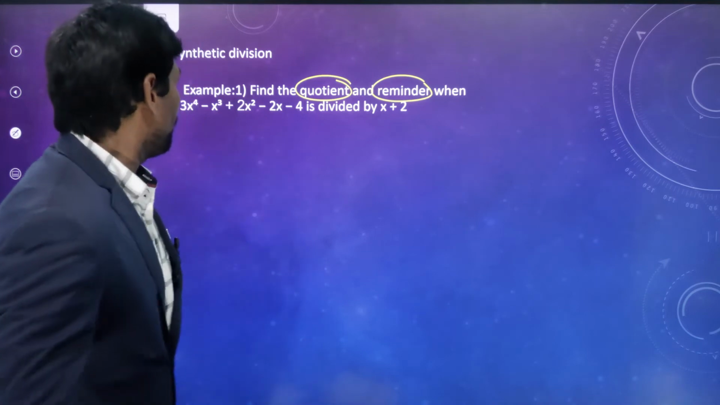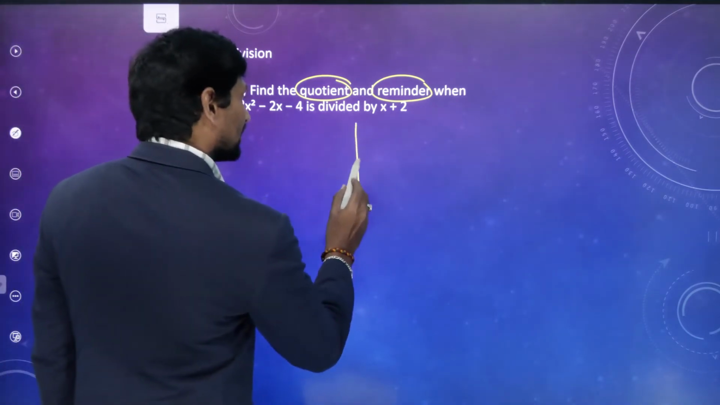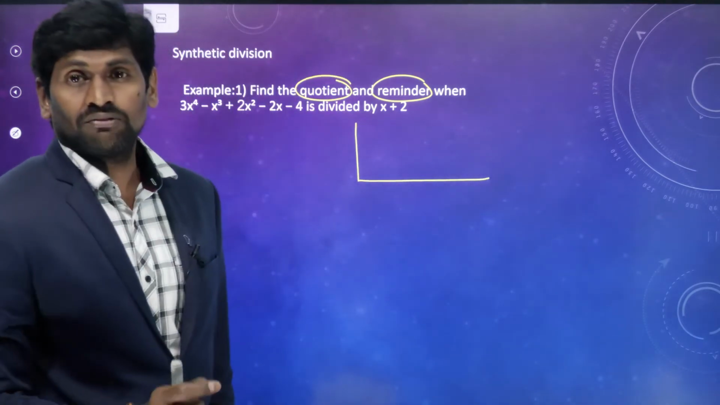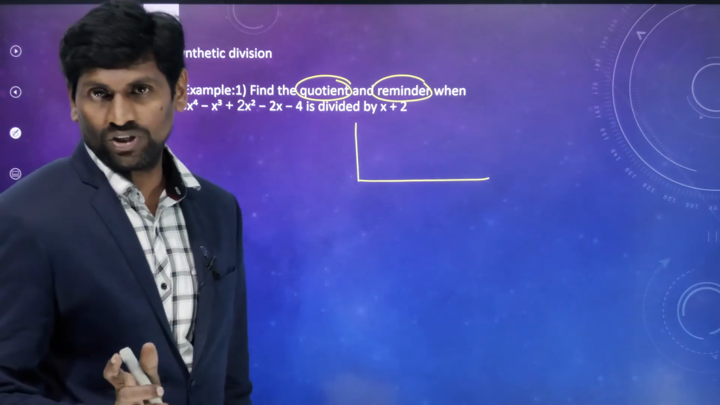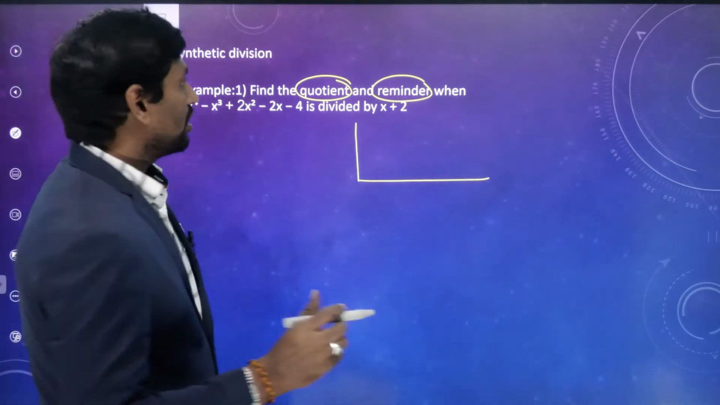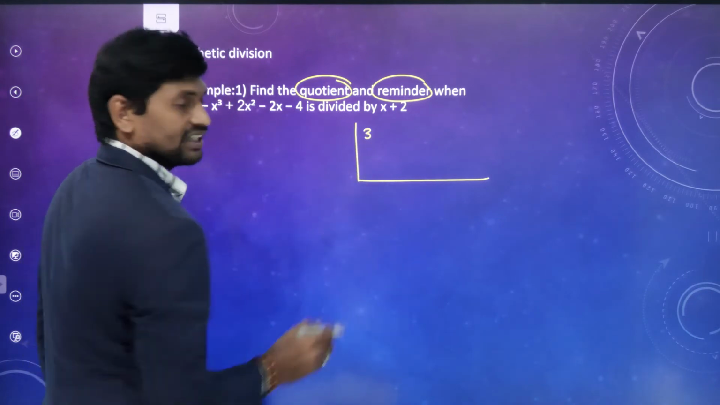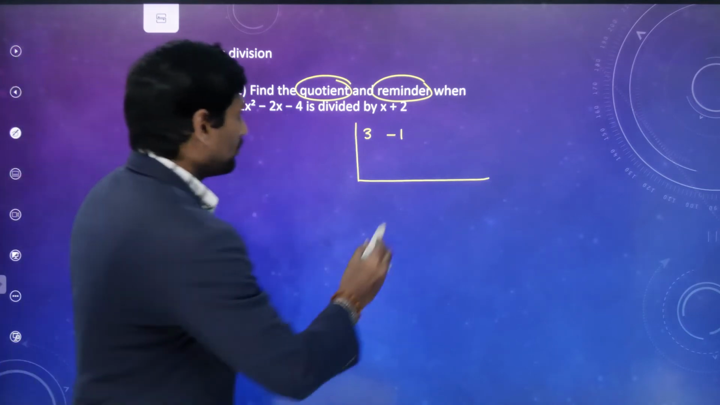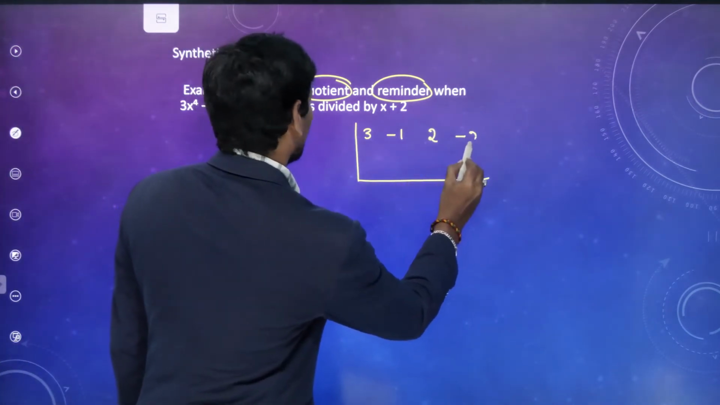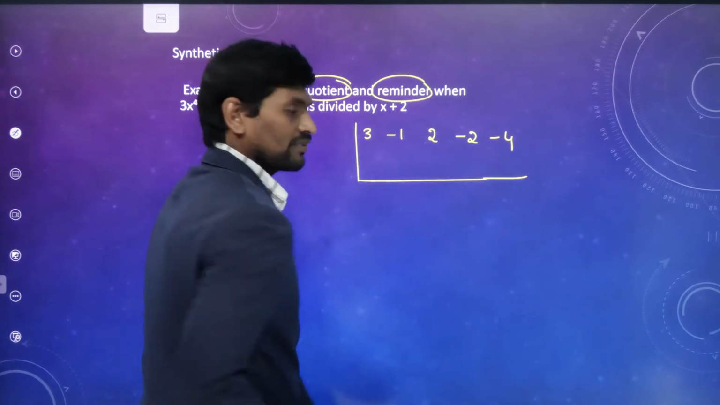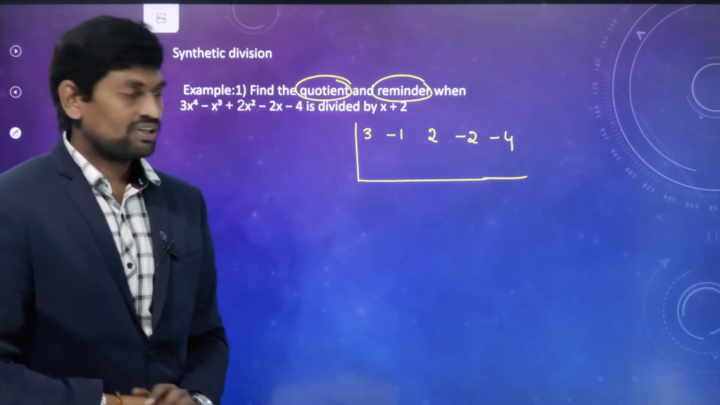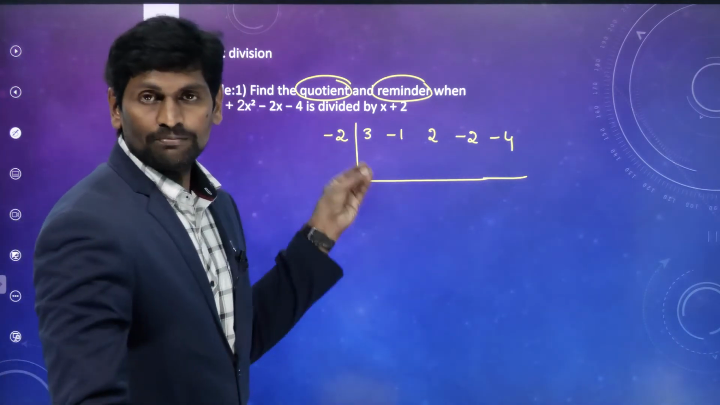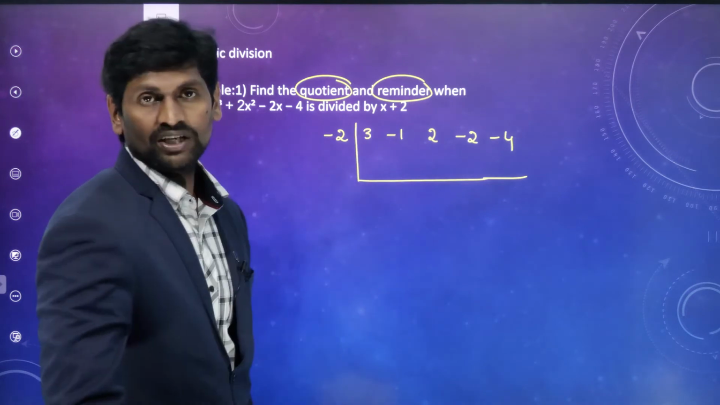So by synthetic division, let us identify that. How to do the synthetic division? We need to take all the coefficients of the variables, even the constant term. The coefficients are 3, minus 1 for x cube, 2 for x square, minus 2 for x, and the constant term is minus 4. Whenever it is divided by x plus 2, we need to take minus 2. If divided by x minus 2, we take plus 2. Here x plus 2 is given, so we take minus 2.